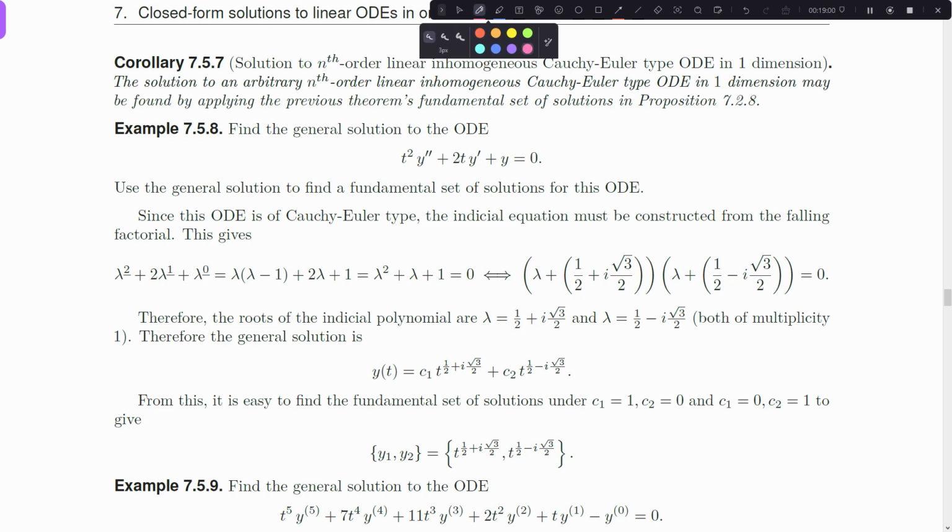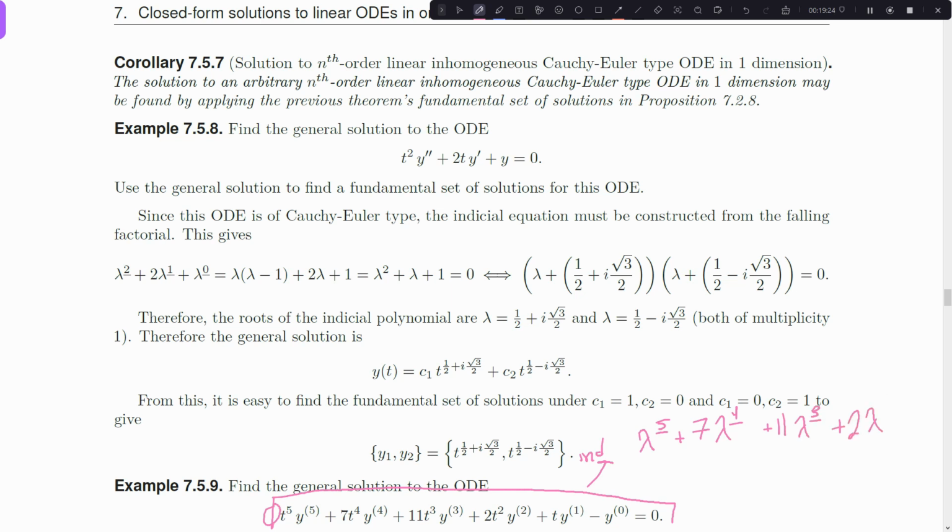And just so we can get a little bit more practice forming the indicial polynomial, let's form our indicial polynomial here. It's going to be the coefficient, which is 1, lambda to the 5 underline, plus 7 lambda to the 4 underline, plus 11 lambda to the 3 underline, plus 2 lambda to the 2 underline, plus 1 lambda to the 1 underline, minus lambda to the 0 underline. That's our indicial polynomial. If we set it equal to 0, that's the indicial equation. And we want to expand the following factorials, and then we want to compute the roots.